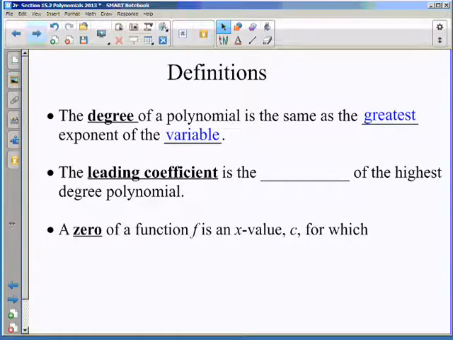And we typically use x for this. The leading coefficient is the coefficient of the highest degree term. And the zero of a function f is an x value, we use the letter c, where f of c equals 0. So the value we would call a 0 is the x value that when plugged into the function makes the whole thing equal 0. And essentially that's an x-intercept.